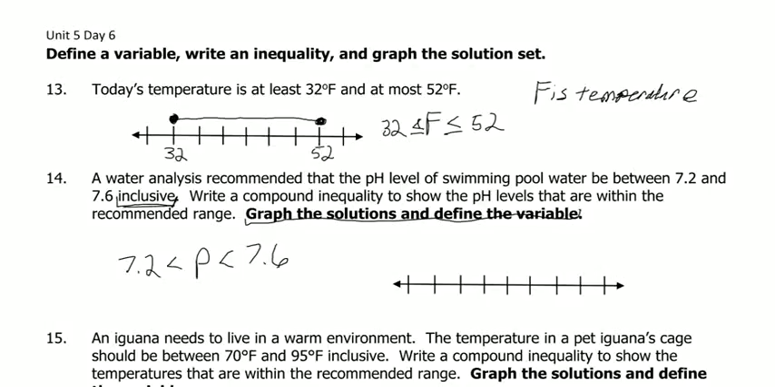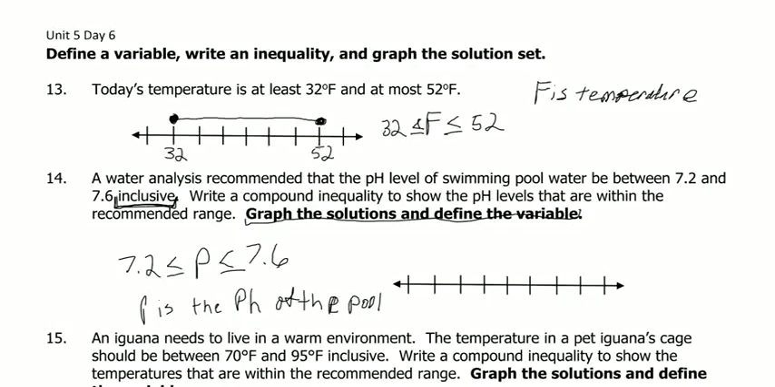Okay, inclusive is just a fancy way of saying included. Everything's included. So 7.2 and 7.6 can both be part of that domain or things that we can use. So 7.2 is less than or equal to P, which is less than or equal to 7.6, where P is the pH of the pool. And I just defined the variable.